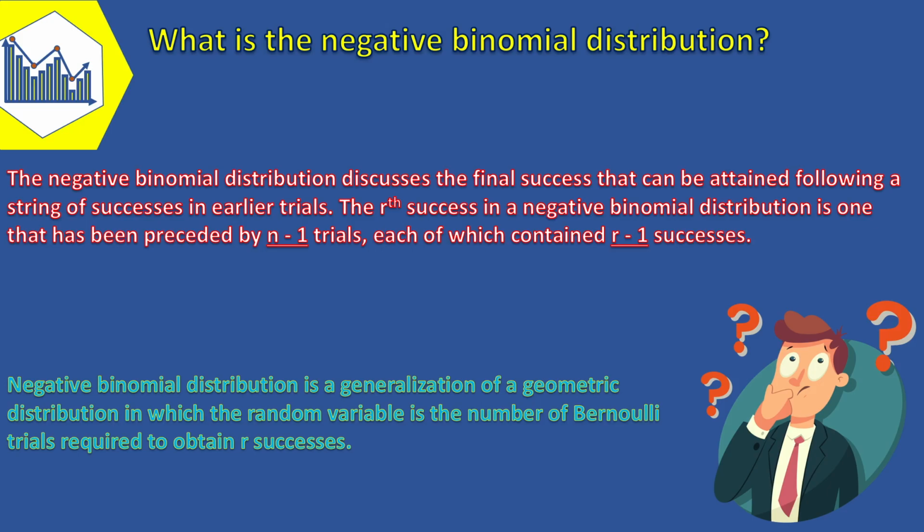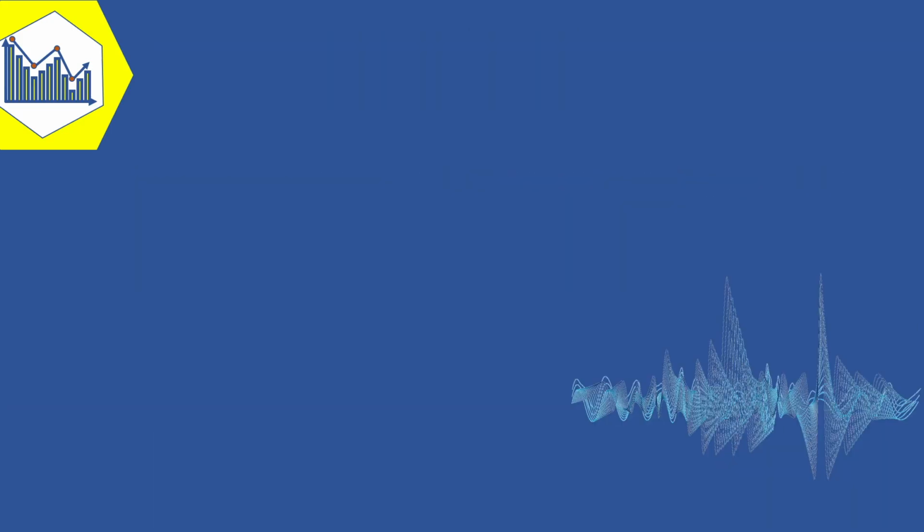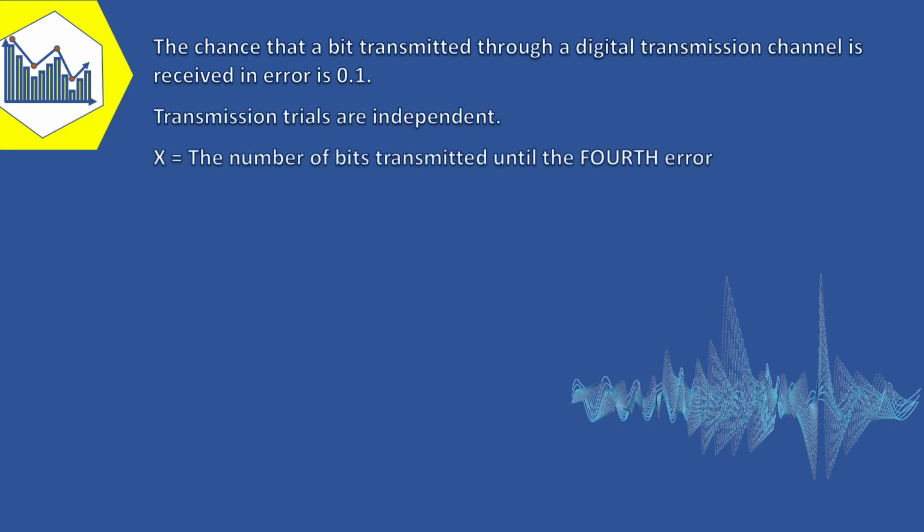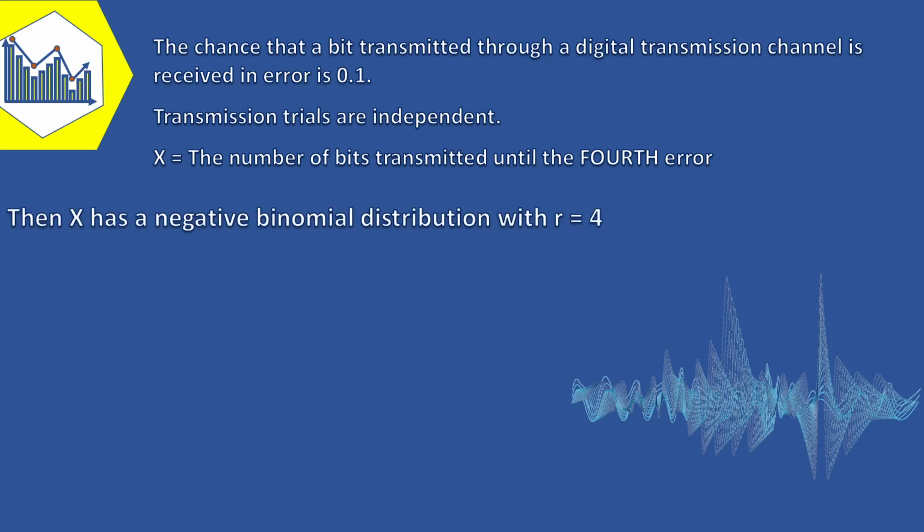But before diving into negative binomial distribution formulas, let's see a simple example. Suppose that the probability that a bit transmitted through a digital transmission channel is received in error is 0.1. Assume that the transmissions are independent and let the random variable x denote the number of bits transmitted until the fourth error. Then x has a negative binomial distribution with r equals 4. Probabilities involving x can be found as follows.